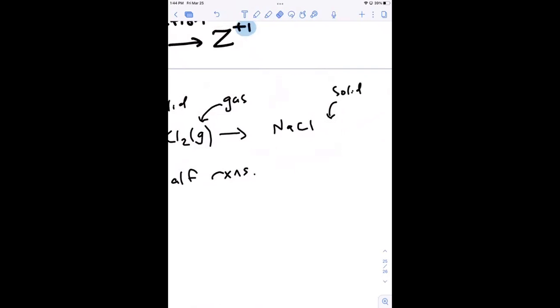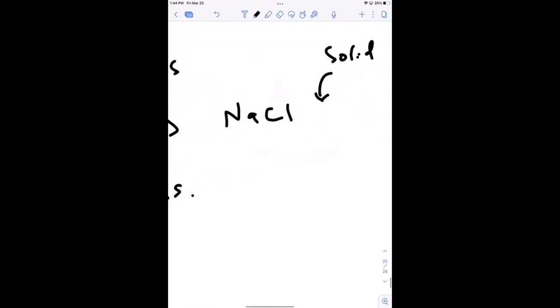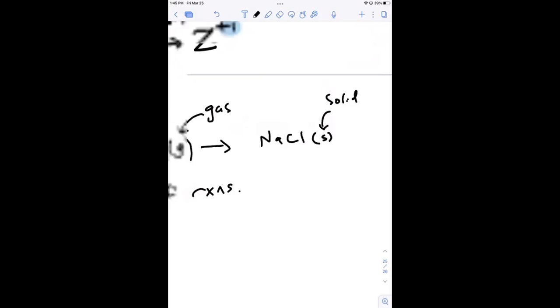So anytime you see in parentheses, of course, if it's typed, it'll look a lot better than my handwriting. But if you see a small S or a G or L or AQ in parentheses, it's the state. So AQ is aqueous, G in parentheses is gas, S is solid, L is liquid.